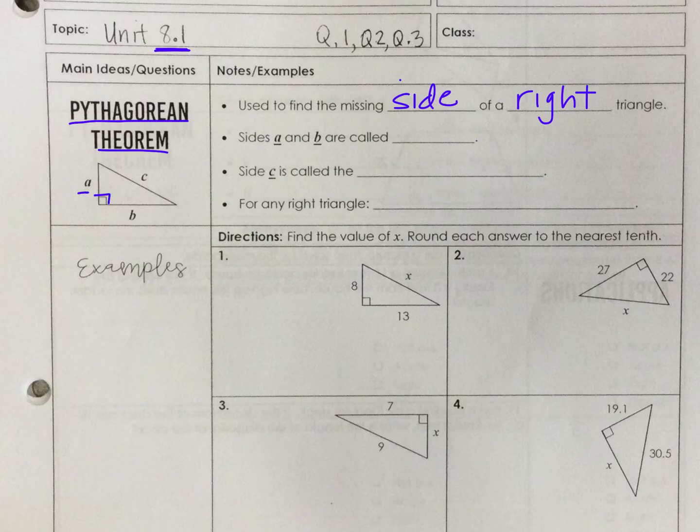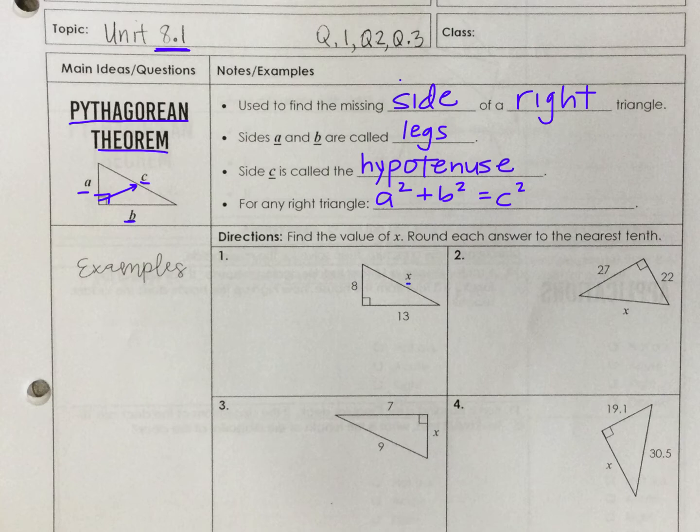A and B over here, we call those legs. And we call C, it's across from the right angle, we call that the hypotenuse. And so the formula we're going to use is a squared plus b squared equals c squared. So a and b can go either way. C is the only one that has to be a certain number.